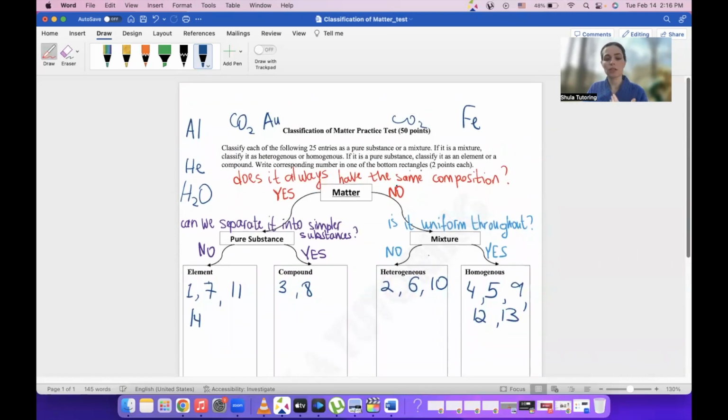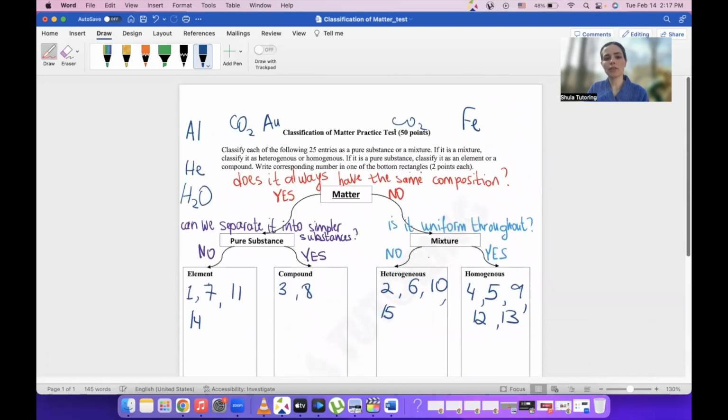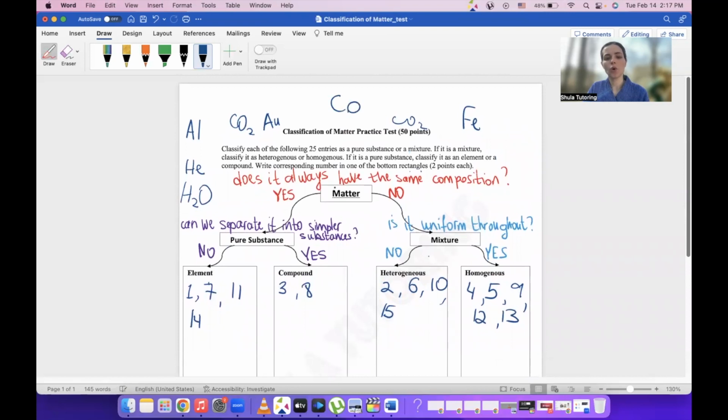No, because there are many different recipes to make it. Is it uniform throughout? No, because if you have chicken and noodles combined together, they are not going to be mixed evenly. You will be able to see individual components. So that makes it a heterogeneous mixture. Carbon monoxide, CO. Does it always have the same composition? Yes, carbon monoxide is carbon monoxide.